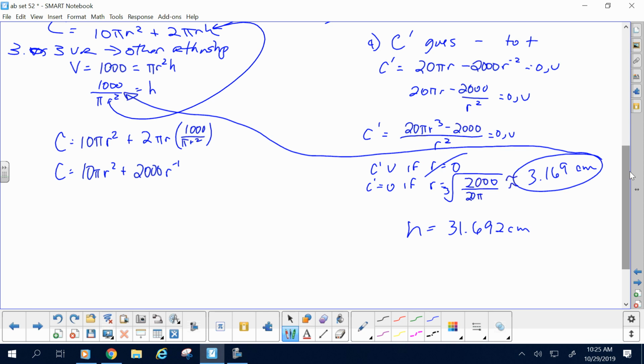How tall is that? It's very tall. It's a little less than a foot. Wow, yeah, it's right about that. That's a really long, thin can. That's cool. Okay. All right. So, at any rate, that would minimize the cost, and that's the can you would make.